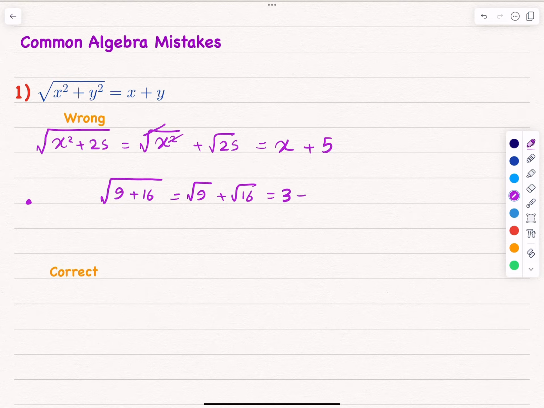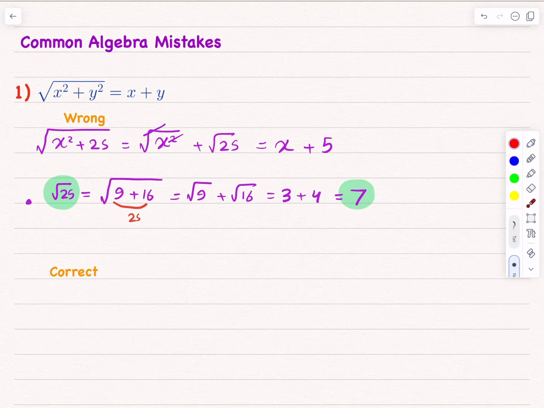Square root of 9 is equal to 3 and square root of 16 becomes 4, and 3 plus 4 is 7. See here now. 9 plus 16 is of course 25, so this is basically square root of 25. As we know, square root of 25 is 5, but here what we got is that square root of 25 equals 7, which is of course wrong, and the reason is this: because we distributed the square root over this addition. So square roots cannot be distributed over plus or minus.